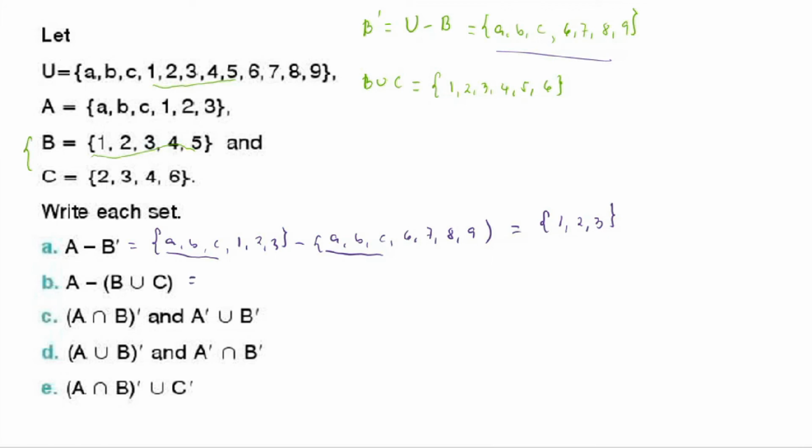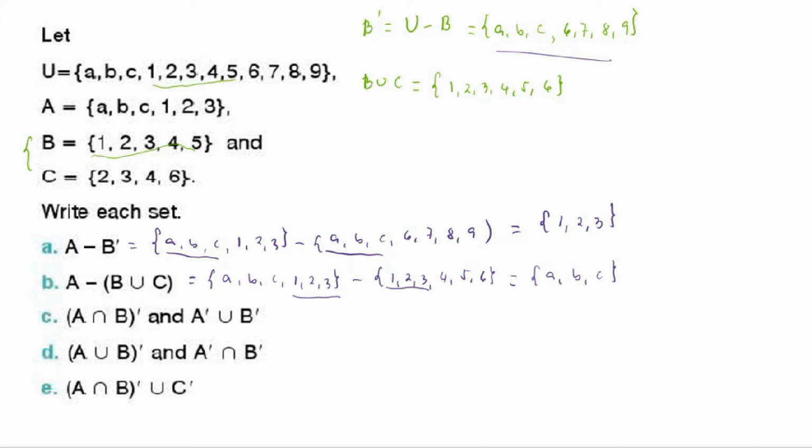So set A, whose elements are A, B, C, 1, 2, 3, minus the set B union C, which is now 1, 2, 3, 4, 5, 6. So for the difference, we can cancel 1, 2, 3. Therefore, the remaining elements for set A are A, B, and C.